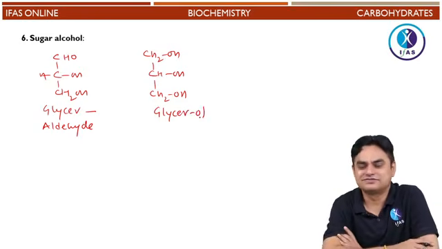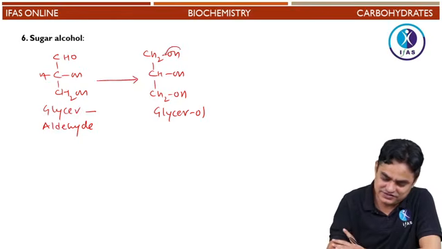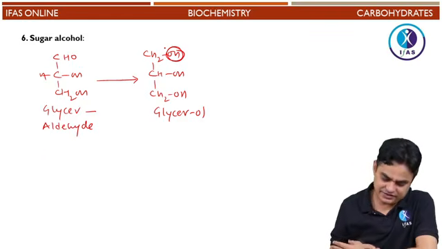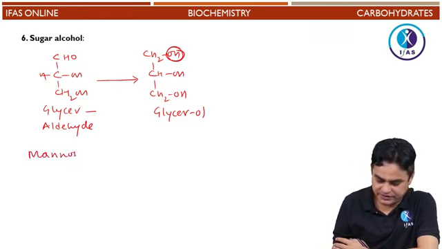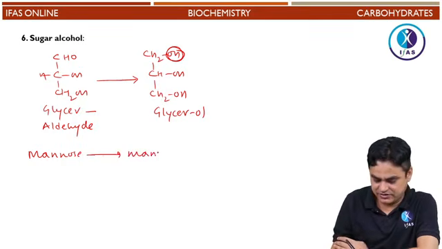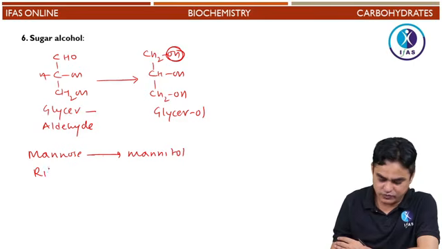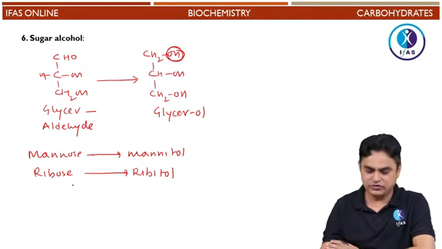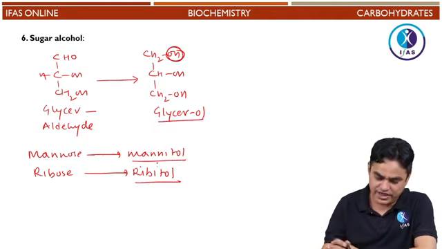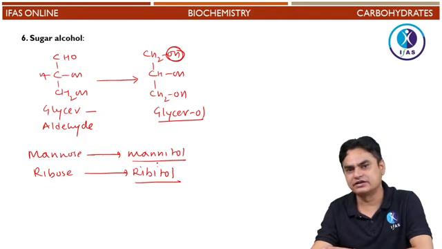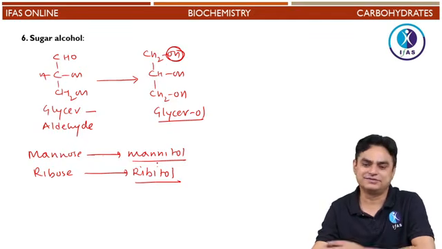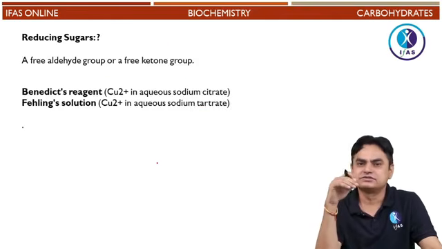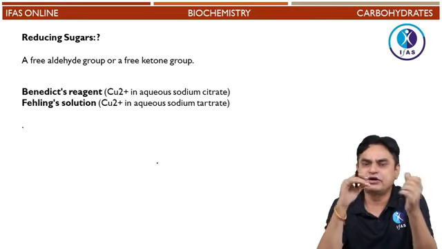So glycerol is a sugar alcohol, that is, instead of aldehyde there is now an OH group. Similarly, from mannose you can obtain mannitol. From ribose, the alcoholic sugar which can be obtained is ribitol. So glycerol, mannitol, ribitol, etc. These are the sugar alcohols. Then the sugars could be referred to as reducing or non-reducing.